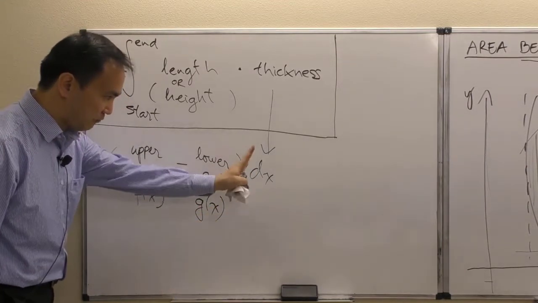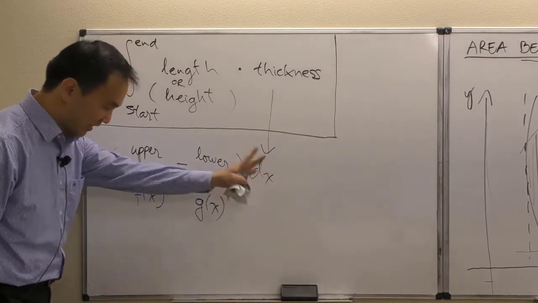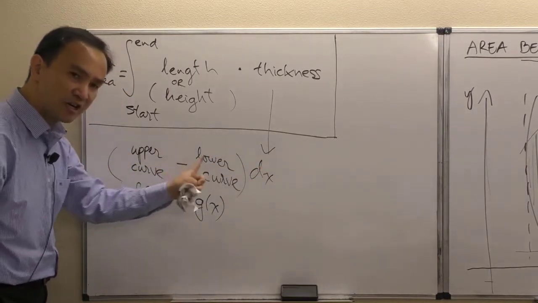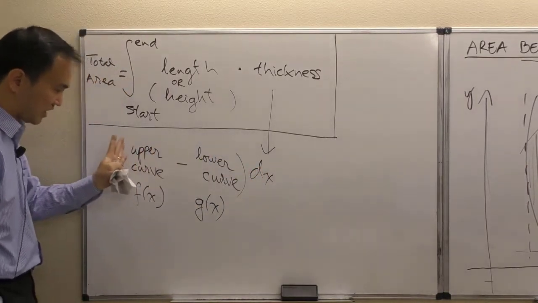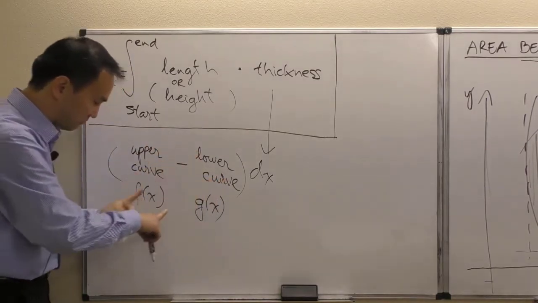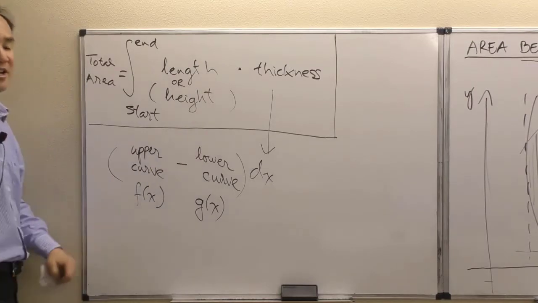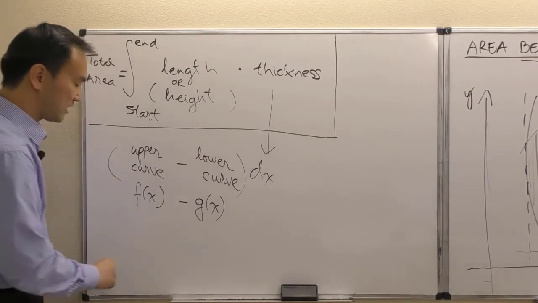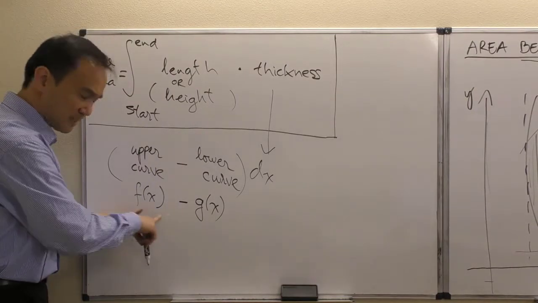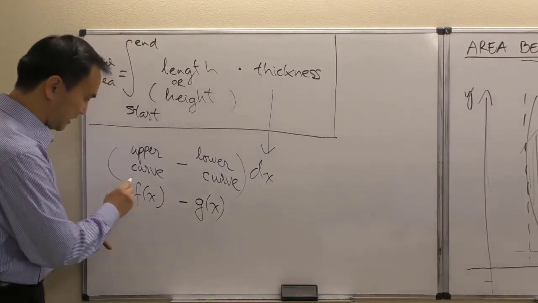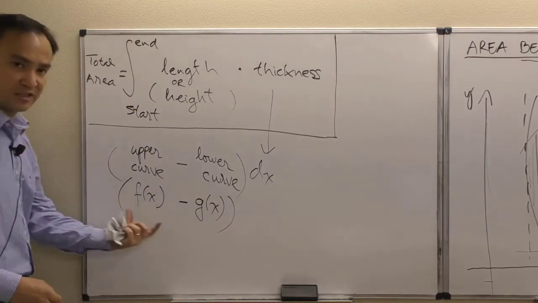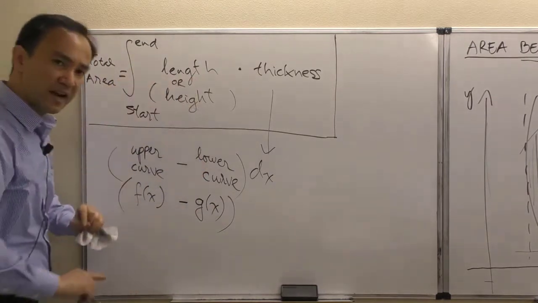And so now we chose the dx expression, and that means we have to be able to express our upper curve and lower curve as two functions in terms of x. That's my point. Then we take the difference between the upper curve and lower curve as functions of x, and that difference gives us the length of our stripe.